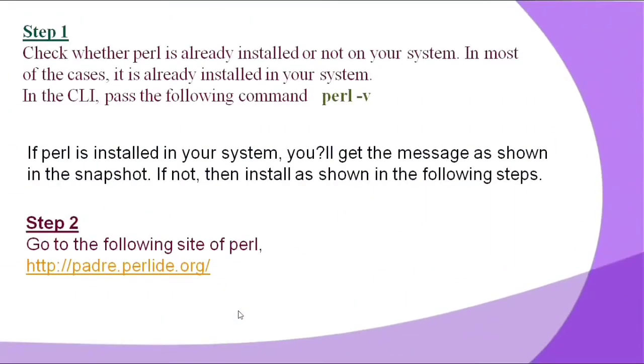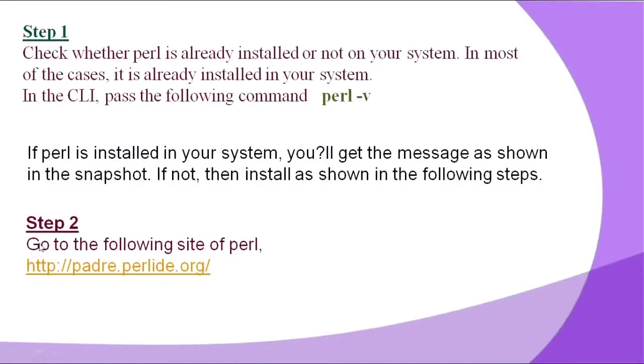Next, how to install Perl. Step 1: check whether Perl is already installed on your system. In most cases, it is already installed. In the CLI, pass the following command. Open the command prompt and type this command, perl -v. Press the Enter key. If Perl is installed on your system, you will get the message as shown in the snapshot. If not, then install it as shown in the following steps.